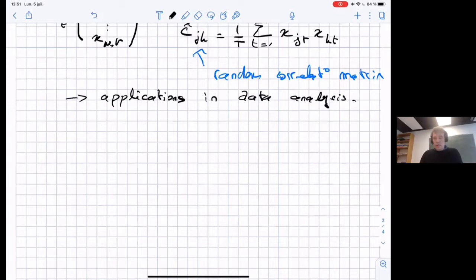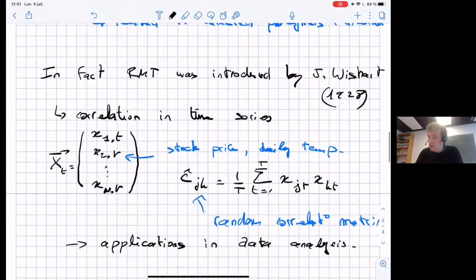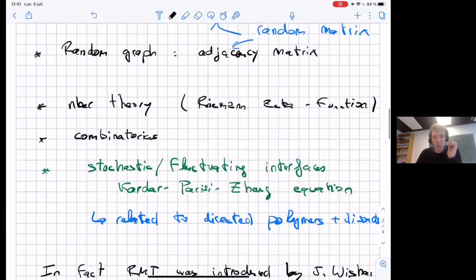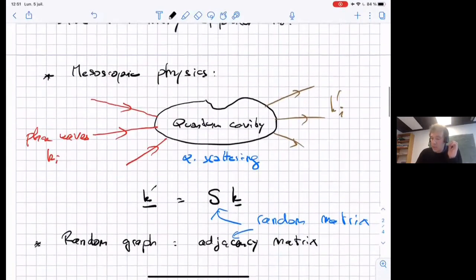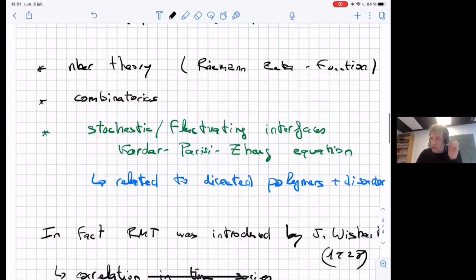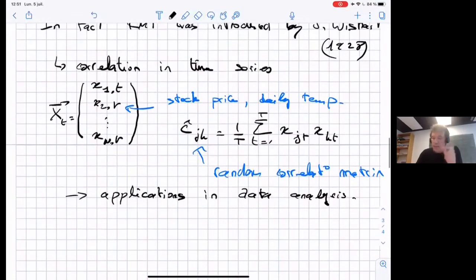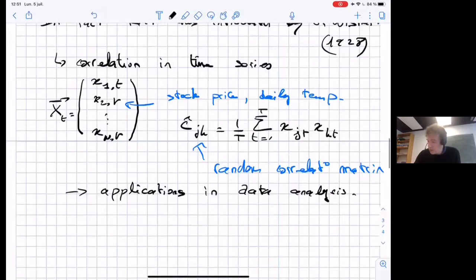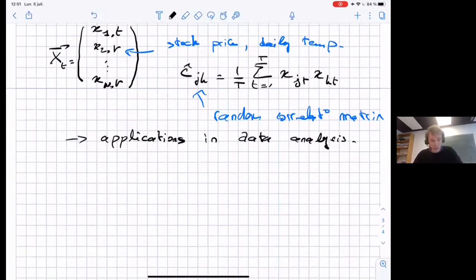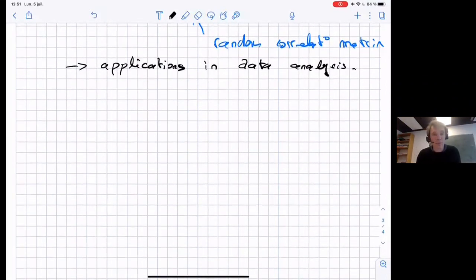So that's just to show you that random matrices indeed have a very wide spectrum of applications, ranging from nuclear physics to number theory, graph theory, and disordered systems. And okay, so I hope that I will have time to give you a little bit more insight into the methods that we have to study this problem.